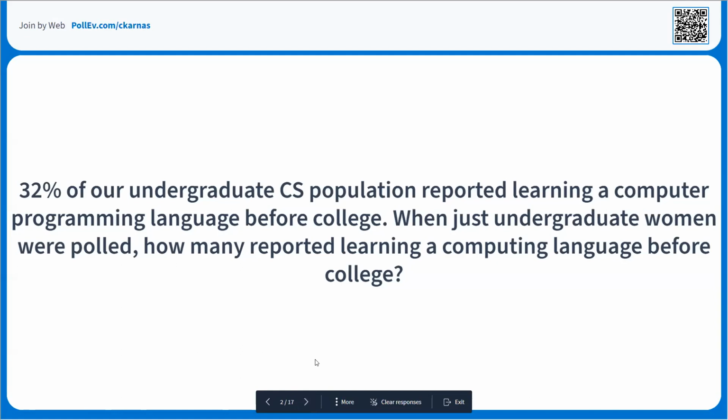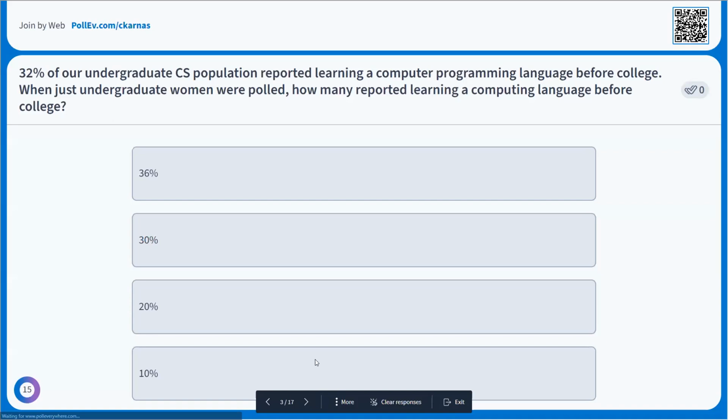So the first question: 32% of our undergraduate CS population reported learning a computer programming language before college. When just our undergraduate women were polled, how many reported learning a computer language before college? So overall, 32% reported learning a language before college. How many of the women reported learning? And 3, 2, 1.